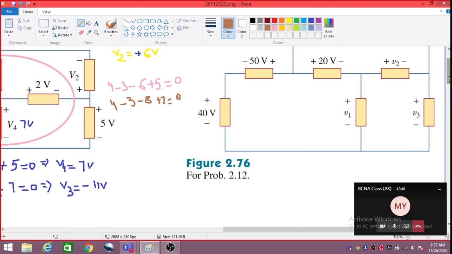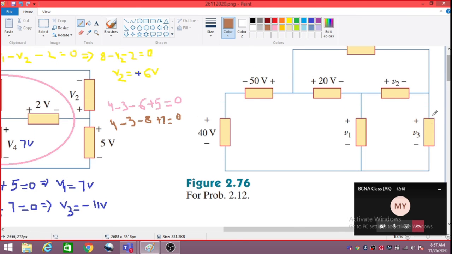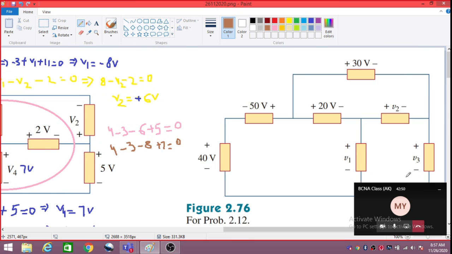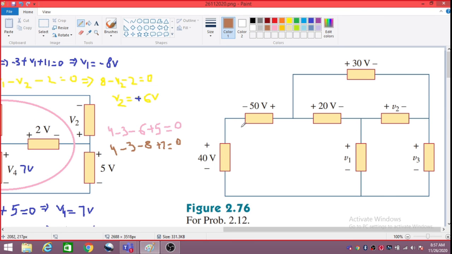This is another example. You can note this down and do this problem by yourself. Please note it down and do it by yourself. Find out V1, V2 and V3 and verify in all the possible loops. There are 1, 2 and 3 loops and other loops also. So you can note down this problem and try this at home.